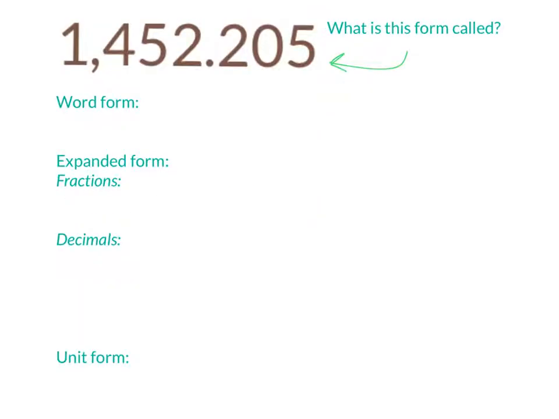When you see a number written with just digits, kind of like what you have right here, what is this form called? Sanjana? Standard form. Standard form, very good. So you might want to write down that this form is called standard form. Okay, very good.